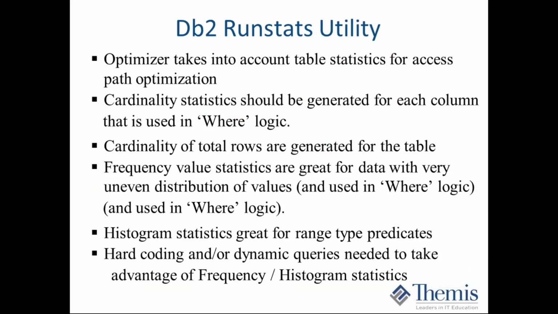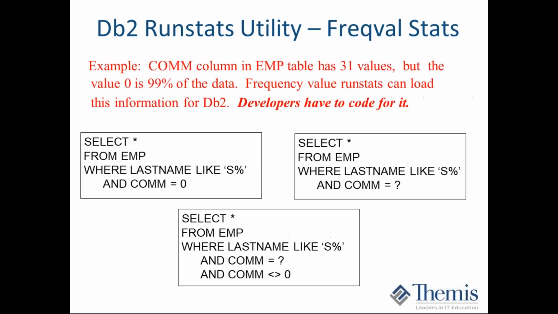The RUNSTATS utility can do a lot of different things. There are a lot of special statistics that we don't get into much in this presentation, but we do get into them in great detail in some of our training classes. Here's an example. The employee table has 51,834 rows. There's a column in there called commission. The commission has 31 values. That's the cardinality. That means across 51,834 rows, there are 31 different commission values. But 0 is 99% of the data, so the other 1% has the other 30 values.